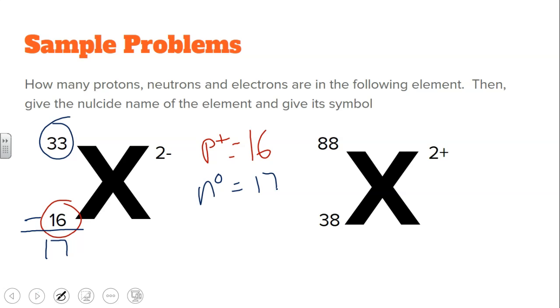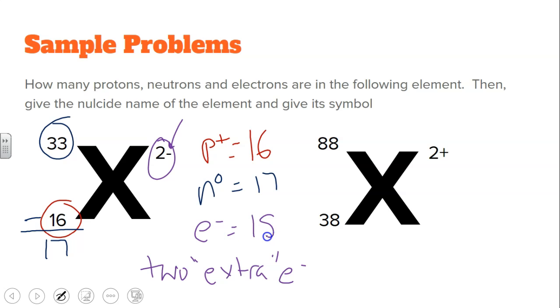Now lastly, we have to figure out the number of electrons, and so we need to use the charge. And again, this one is maybe the most challenging of them all. So we know that the number of protons can't change. If we change the number of protons, it changes the element. So in order to determine the number of electrons, we have to compare. This is 2 minus, which means there are 2 extra electrons compared to the number of protons. So those 2 extra electrons is going to translate into having 18 electrons.